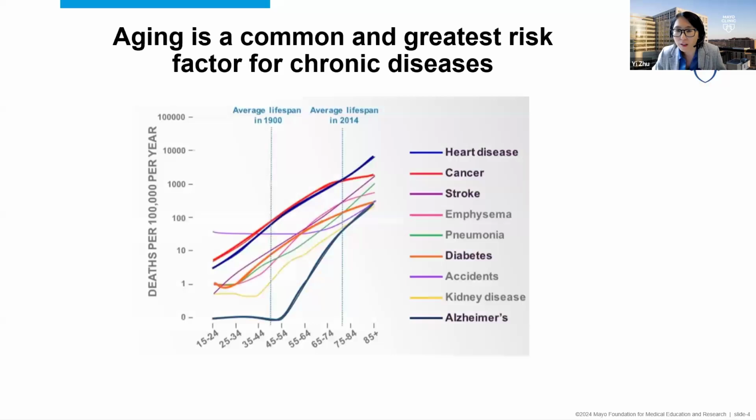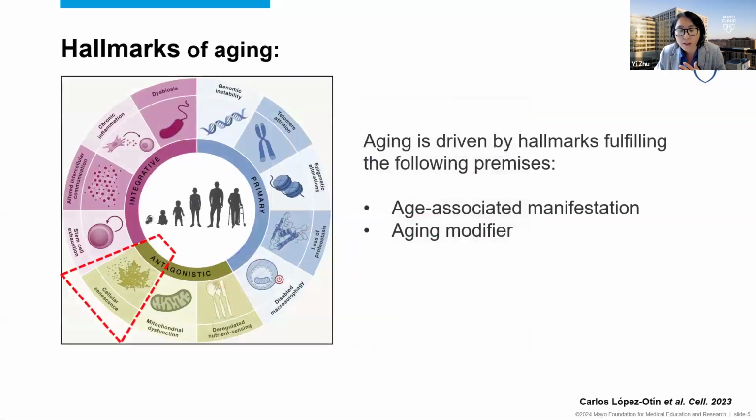From this figure, it's obvious that aging is the greatest and also a common risk factor for developing all kinds of chronic diseases. This is also telling us how important it is to understand the aging mechanism. And the aging mechanism will help us understand those diseases, and try to find a way to prevent or intervene in those age-related diseases. With decades of aging research, we have now well established several hallmarks of aging. And obviously, cellular senescence is one of the aging hallmarks.